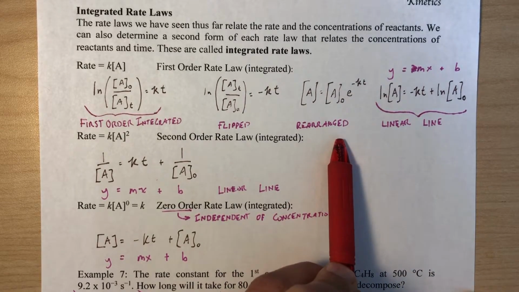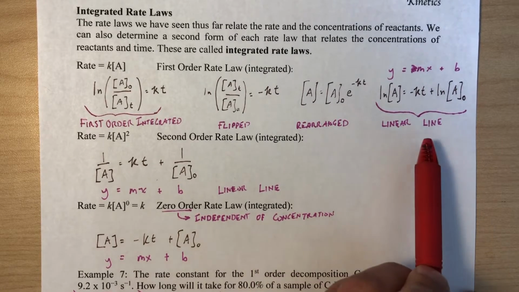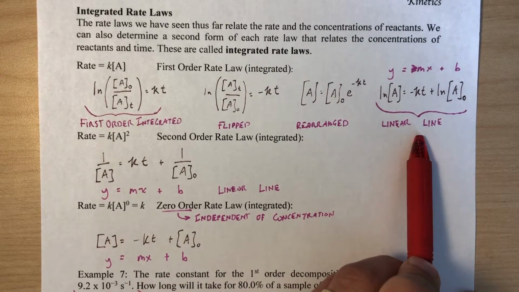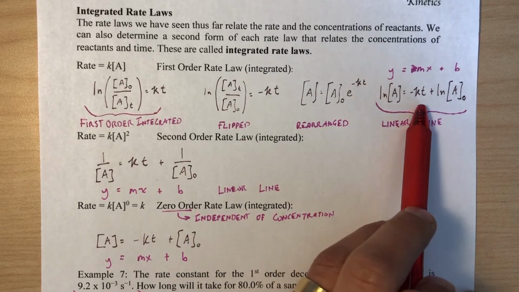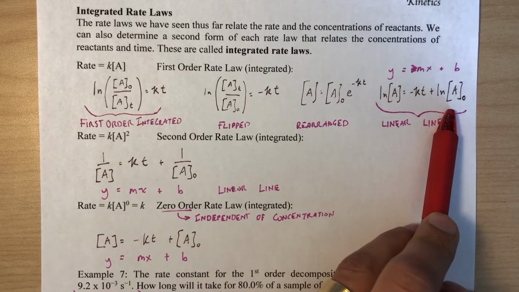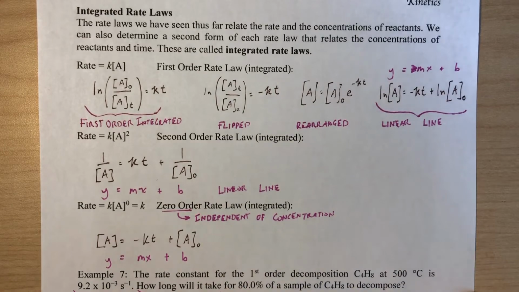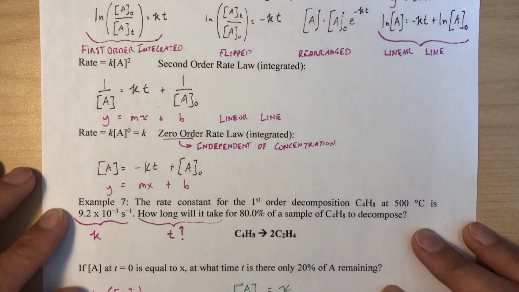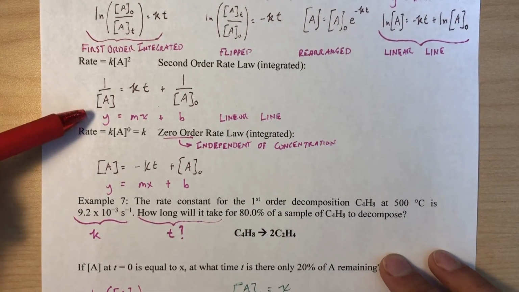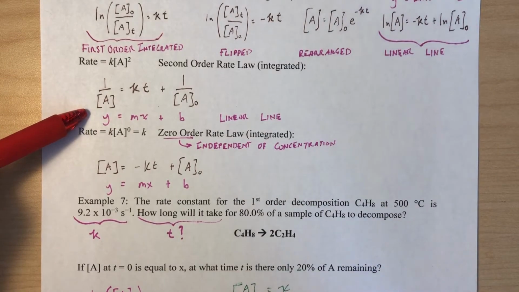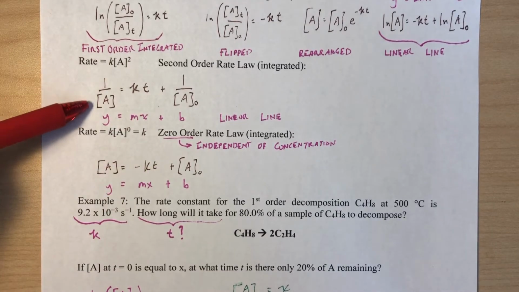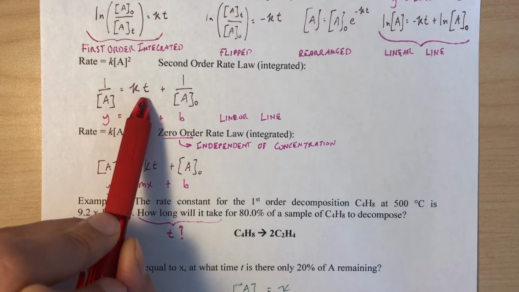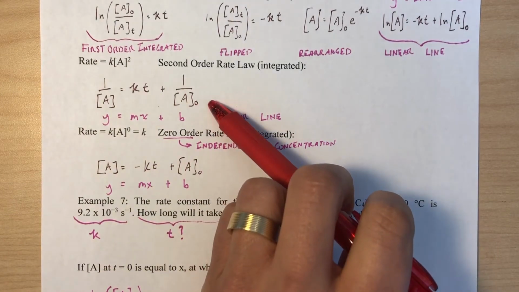If we're looking at graphs, what is very useful to us is an expression in the form of y equals mx plus b, which is a linear line, where we have the natural log of A, which is y, equal to negative kt, plus the natural log of A initially, which is our y-intercept b. For a second order reaction, the only form that we're really going to be considering is the linear form, y equals mx plus b, where y is 1 over A, which is equal to kt plus 1 over the initial concentration of A.